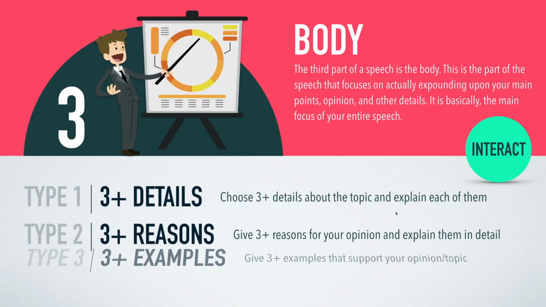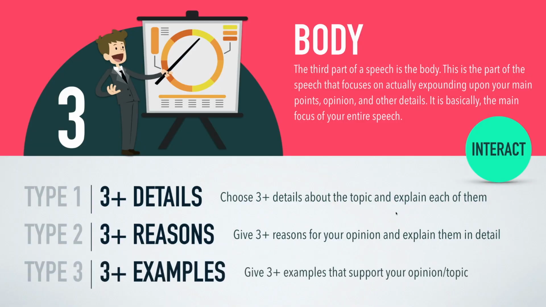So here we go. The third type of body is right here. 3 or more examples. Give 3 or more examples that support your opinion or topic. So let's say for the introduction, I chose again that I want to give my opinion. Well, to support my opinion, I can give you examples of maybe other individuals who hold the same idea, or other individuals who have experienced what I'm talking about. Again, examples are also a very strong way to get the attention of your audience, to keep them engaged, and to support your point or your opinion.